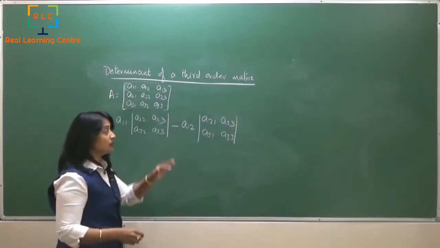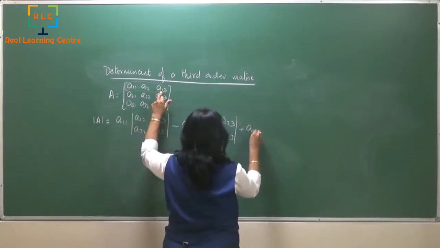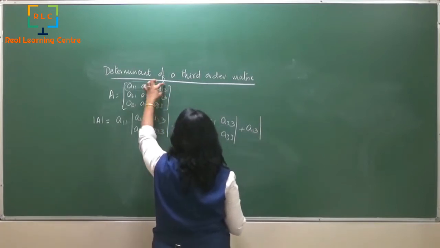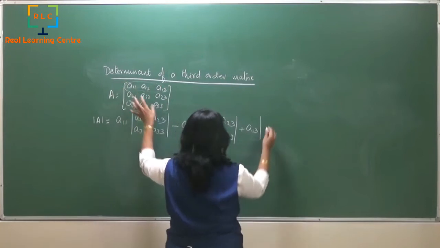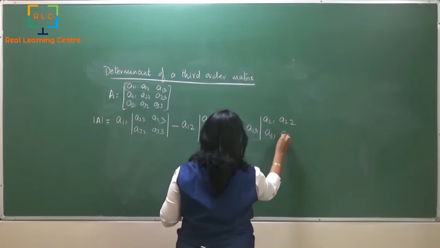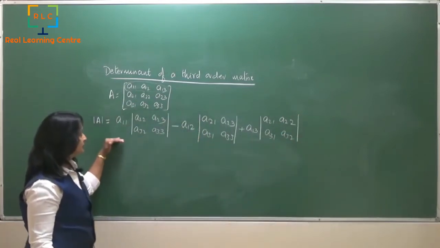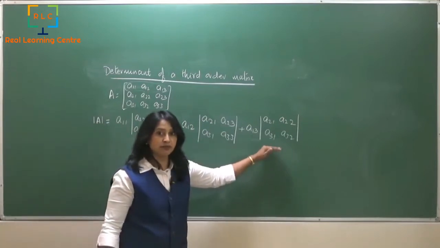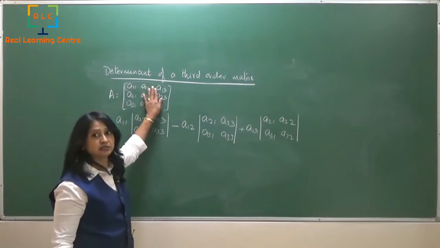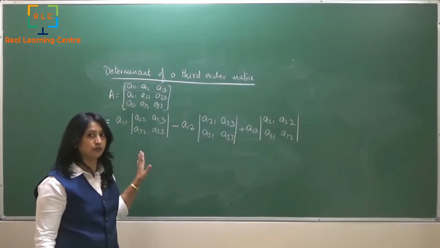And again continuing, next I shall take row number 1's third element, which is plus A13 into determinant of, wherever A13 is present, that column and that row you delete. The remaining 4 elements I shall take, A21, A22, A31, A32 determinant. So this shall give you this expansion, and simplification of this will give you the determinant value of this matrix. Now this is called the expansion of the determinant along row number 1.